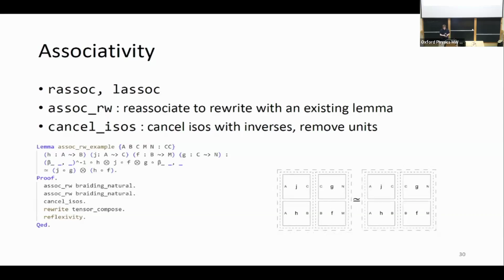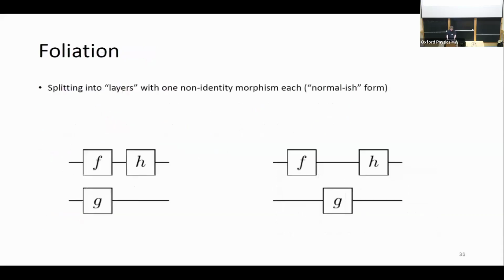So associativity works primarily with categorical structure, but to extend to monoidal categorical structure, well, we start with foliation. This is a method where you take a diagram in a monoidal category, a string diagram is where it initially came from, and you pull it apart a bit so that you only have one non-identity morphism at each layer in the process.